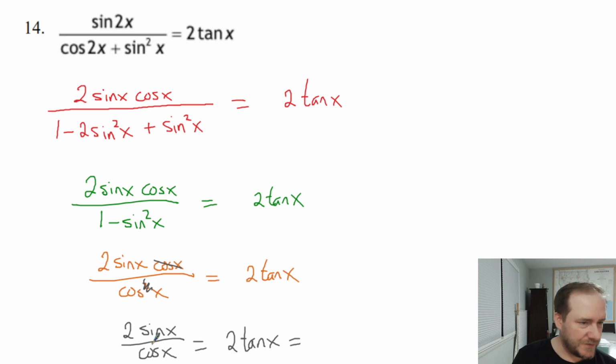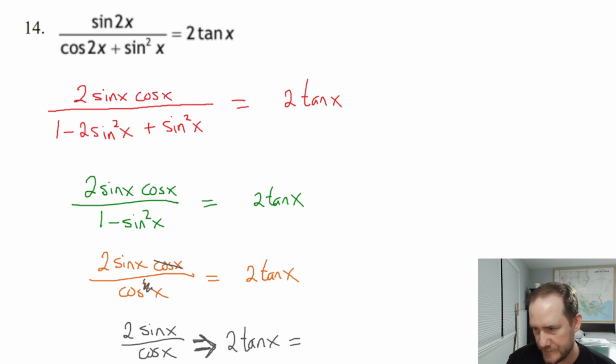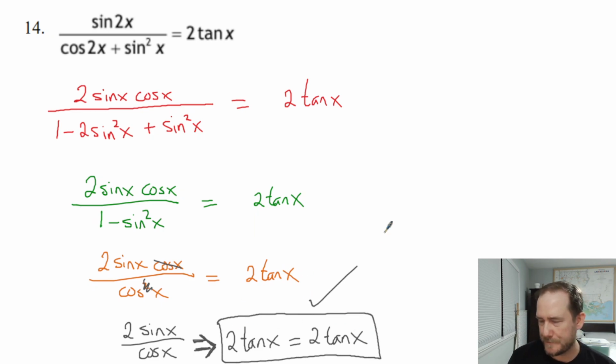And in the interest, just because I'm running out of space, we'll work to the side. I'll make an arrow here or something, showing that we're moving over. This is our simplified expression. And does it equal 2 tan x? It does. So we can definitely say that we're done.